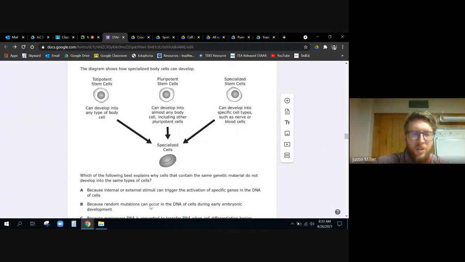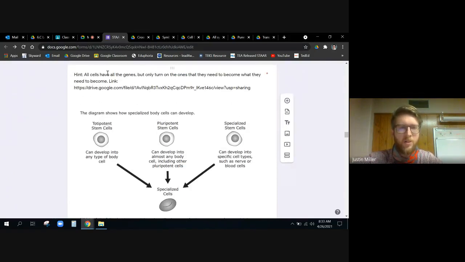All right, so which of the following best explains why cells that contain the same genetic material, or in other words, the same DNA, because that's what DNA is, genetic material, right? Why, even though these cells have the same DNA, do they not develop into the same types of cells? So here's my reminder. Remember, all cells have all genes, but only turn on the genes that they need to become what they need to become.